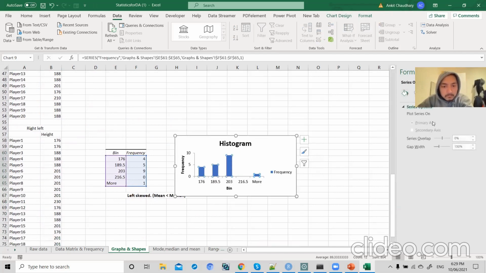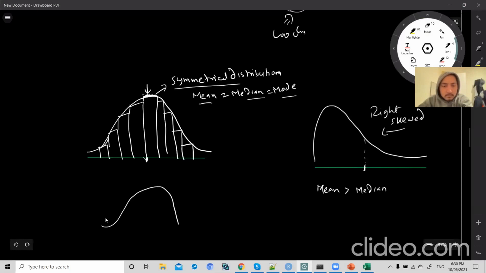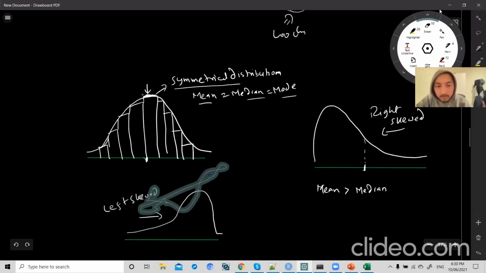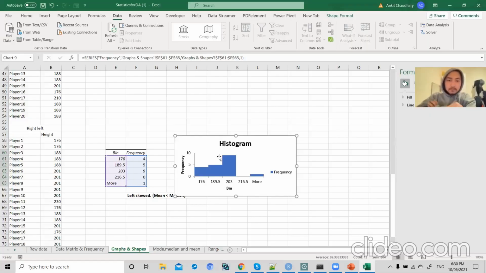So this is the gap. So this is something like this. Right, so this is your left skewed. Okay, so mostly your data is concentrated towards this point. Okay, this point. So that is what we call left skewed.